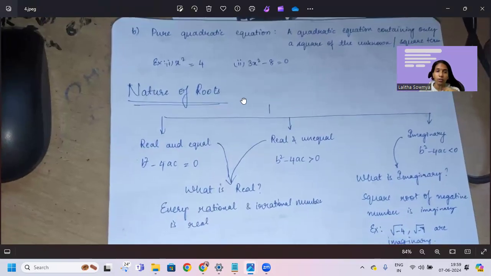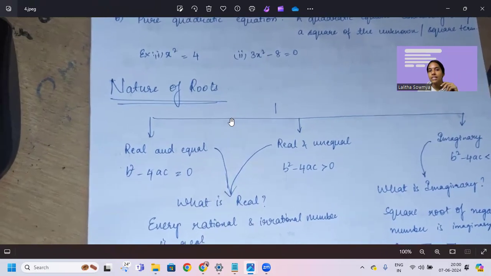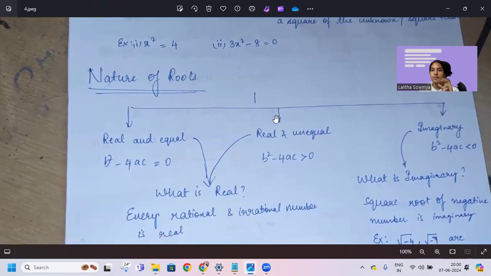Now, as I promised, the nature of the roots. Basically, the nature of the roots can be classified into 3 major things, all right? Let's change the color to red, we'll understand better. And let's draw the shape of a rectangle.